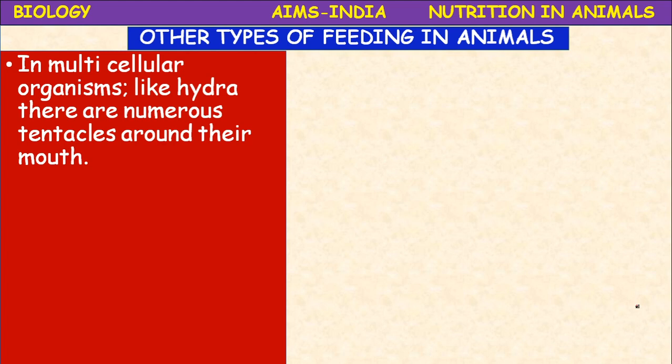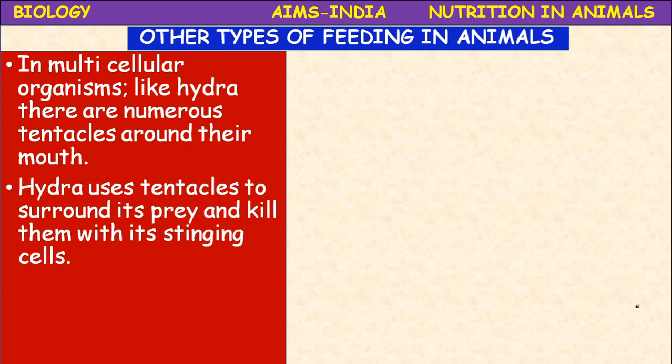Next, in multicellular organisms like Hydra, numerous tentacles are present around the mouth, and they trap the prey with the help of the tentacles and consume it. The Hydra uses its tentacles to surround its prey and kill it with the help of its stinging cells. In cnidarians or coelenterates, cnidoblast cells or stinging cells are present. They use those stinging cells to paralyze or kill the prey and swallow it.